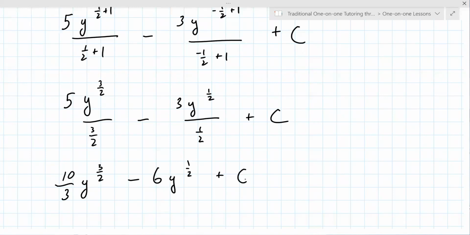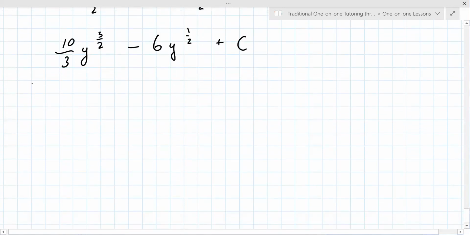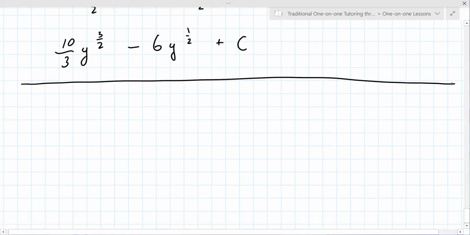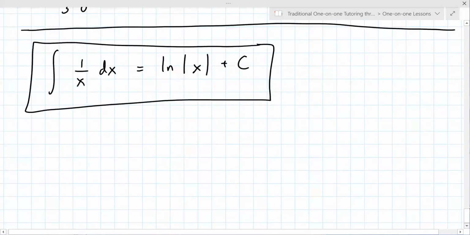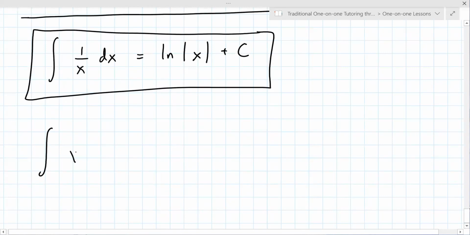Is that all clear? Yes. Okay, so let's talk about some new stuff today. Some new integrals. The integral of 1/x dx is the natural log of the absolute value of x plus c. This is something you have to know really well. Now how else could this appear? If I say the integral x to the -1 dx, this is also the natural log of the absolute value of x plus c, because these two forms are the same.